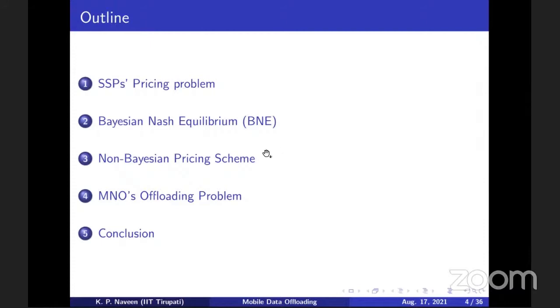Then we'll do a comparison with a non-Bayesian scheme, and the comparison will be in terms of price of anarchy. So we'll do that comparison here. Then, depending on the availability of time, I'll briefly mention this ongoing work on the MNOs offloading problem, and then I'll draw my conclusion.